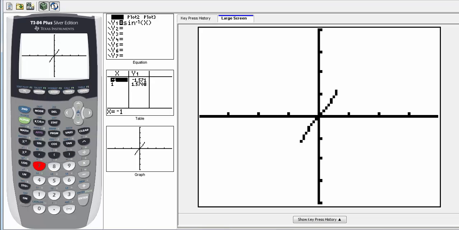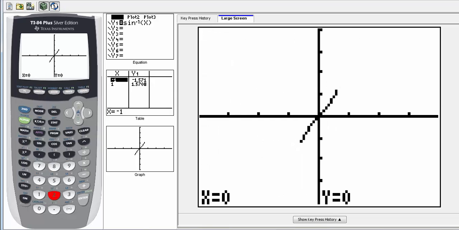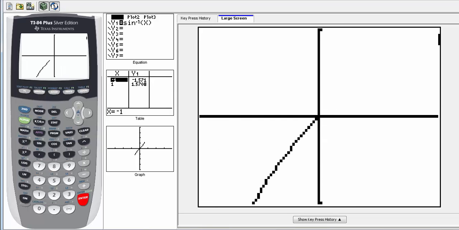Now, at first glance, this looks a little bit like a straight line. It's a little hard to see, but if we try to zoom in a little bit, let's see if that'll help. If I hit zoom 2, and I'm going to zoom in right on the origin, right in the middle of the graph. And that may have zoomed in a little too much here. Okay, so you can see here that the graph is actually having a little bit of a curve like this.